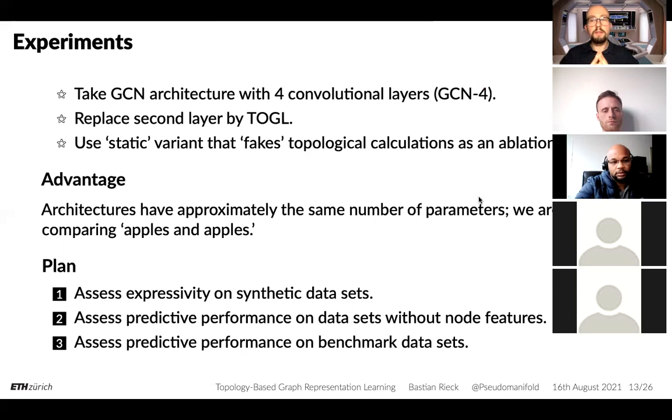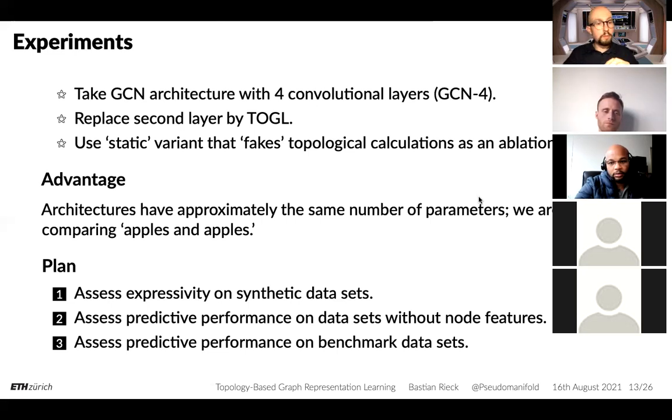But I want to stress that the advantage of this network, of replacing one layer and plugging in another layer, is that all the architectures that we are comparing, at least the ones that pertain to the GCN and TOGL, have approximately the same number of parameters. So essentially, we are really comparing apples and apples, and we're not increasing the number of parameters in the neural network to make it aware of more features, because that would be a little bit unfair, since with more parameters, of course, the network can also learn different representations.